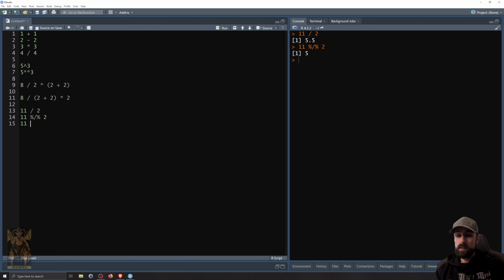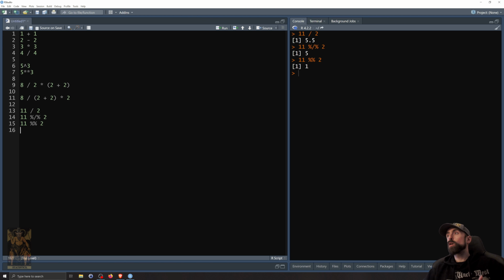So 11 %% 2, you just don't include the forward slash, and that will give you the remainder. So basically 11 divided by 2 is 5 with a remainder of 1. Or we could say something like 11 can be split into 2 groups of 5 with 1 left over. Admittedly, you're probably not going to use this form of division all that often, but it's good to know it's there, if you do need it, because there are situations where it does happen.